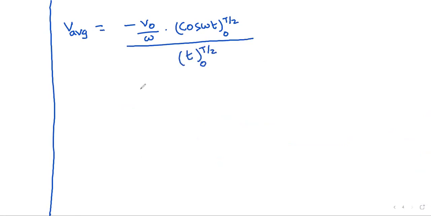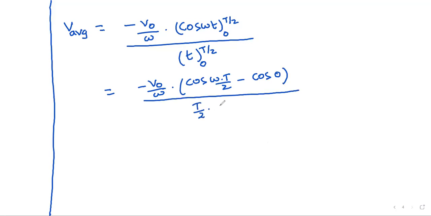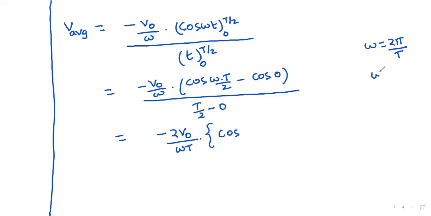Apply the limits. Cos omega into, instead of small t, we are applying the final value minus initial value. Omega t minus omega into 0, means 0 only, by t by 2 minus 0. So upon calculation, we will get minus 2 V naught by omega into t. Since I know that omega into t means 2 pi, omega t equal to 2 pi. So omega t by 2 means pi, cos pi minus cos 0.